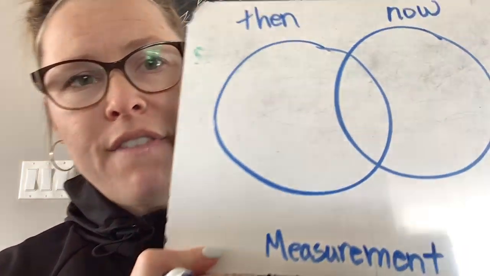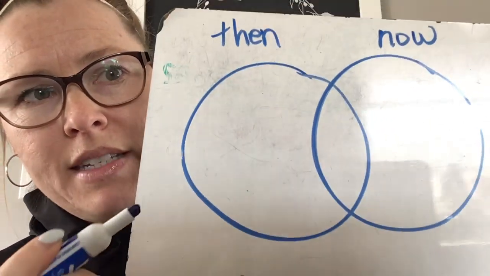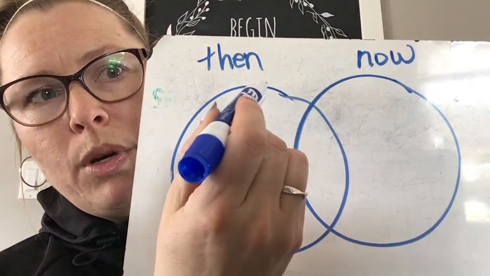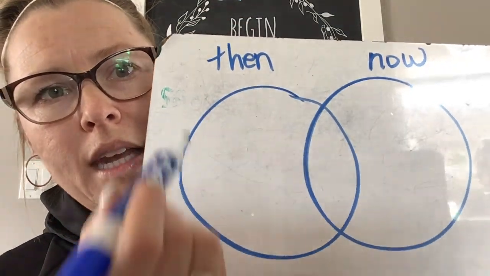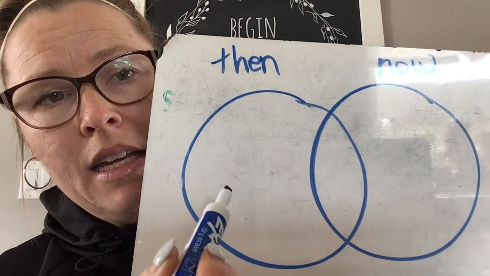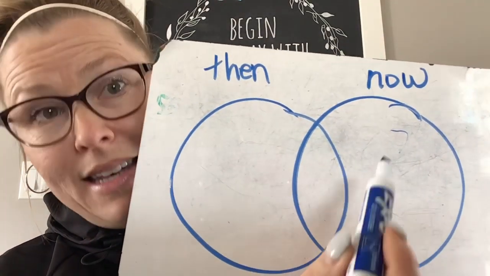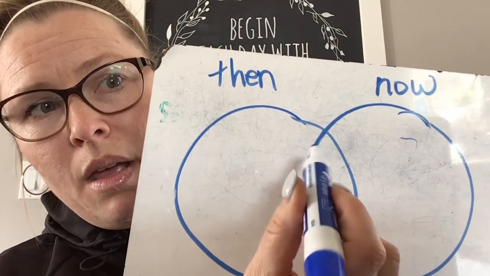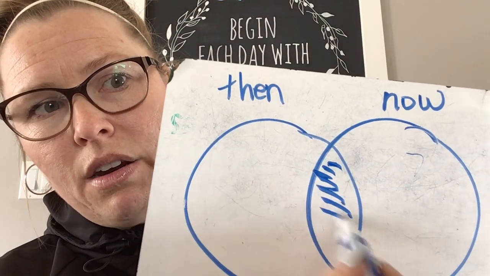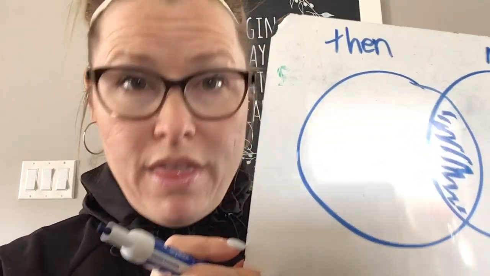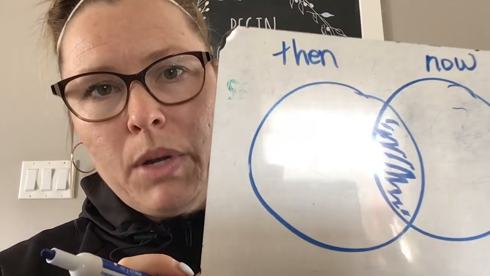Okay, so we were talking about similarities and differences, and there's different ways that we can show that. In math, we learned about using a Venn diagram. So a Venn diagram is where we would put all the things that only happened back then in this circle, all the things that happen only now in this circle, but then right in here is where we put the things that happen both then and now. So that's where there would be overlap.